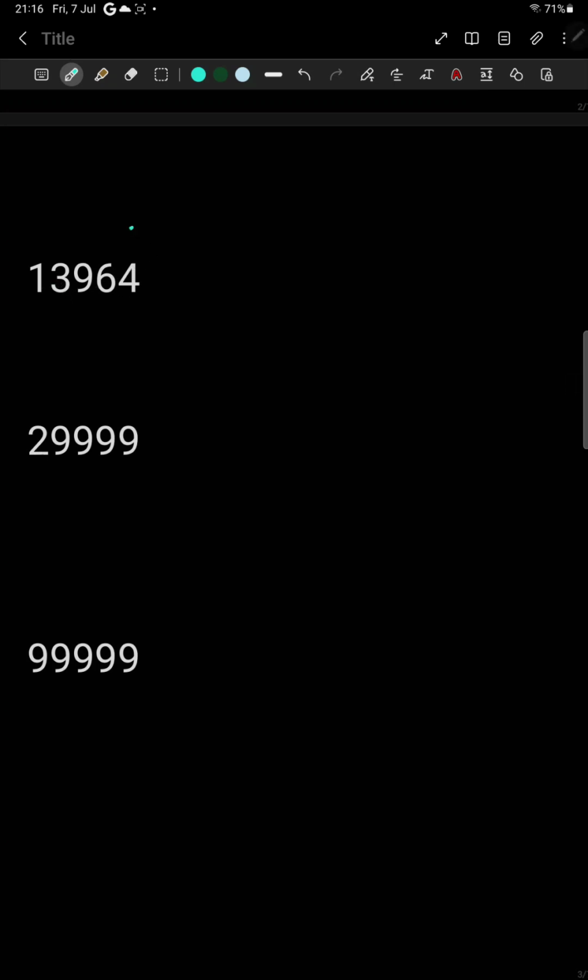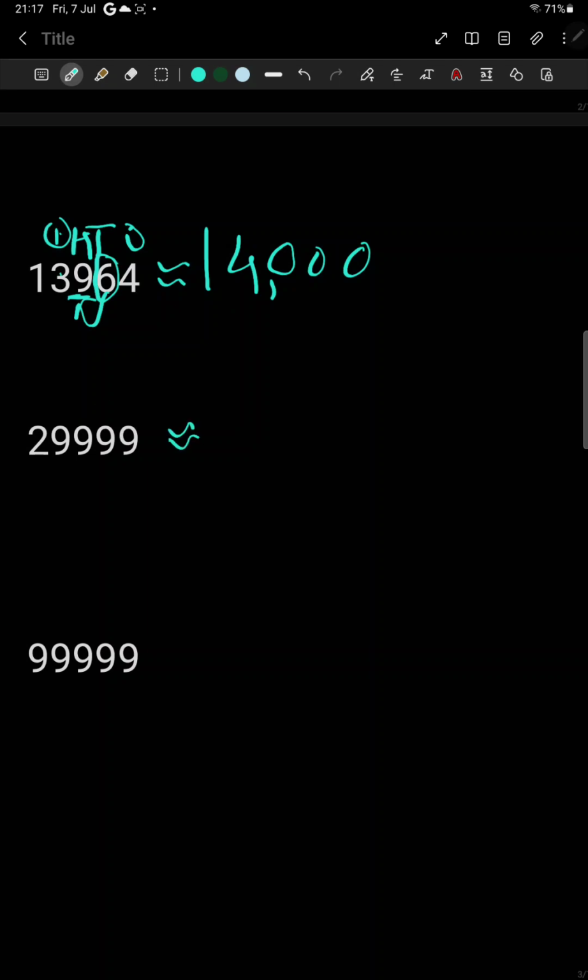Okay, the next number, 13,964. Again we will find the number at the hundred place. The number over here is greater than 5, so we will round up. So these two numbers will become 0. 9 will round up, it will become 10, so we will write 0 over here and 1 will be carried. 3 plus 1 will become 4, and we will place a comma. So 13,964 becomes 14,000.